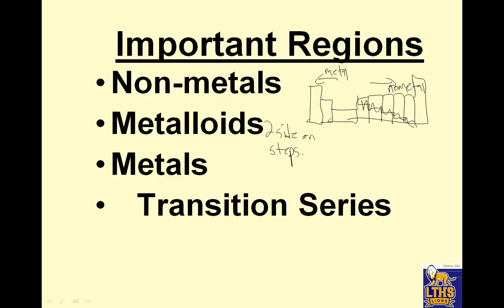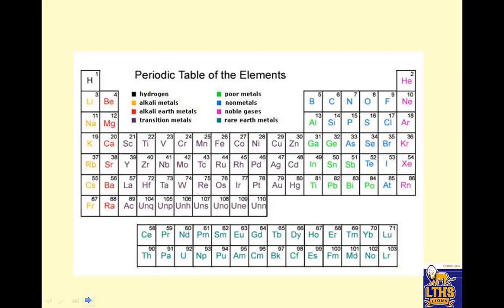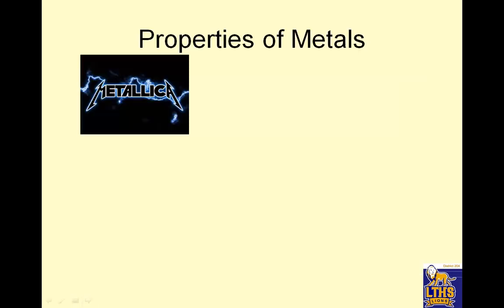Transition series. That's this little crossbar right here. This is the transition series. We don't do tons with it, but you should need to know where it is. Sometimes called the transition metals. And the inner transition metals are the ones down here. These are the inner transition metals. I think next I do the charge of the periodic table.